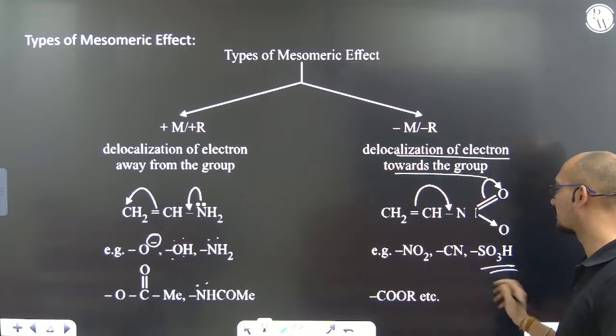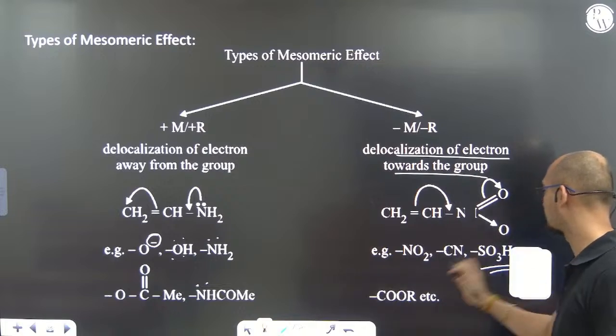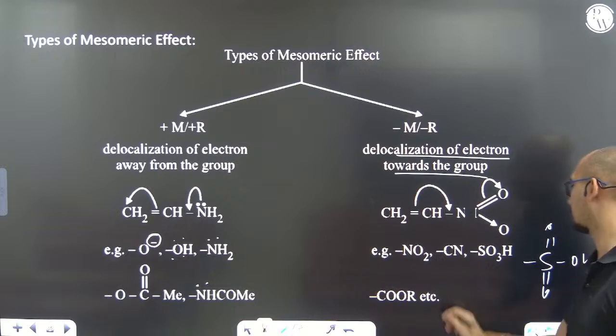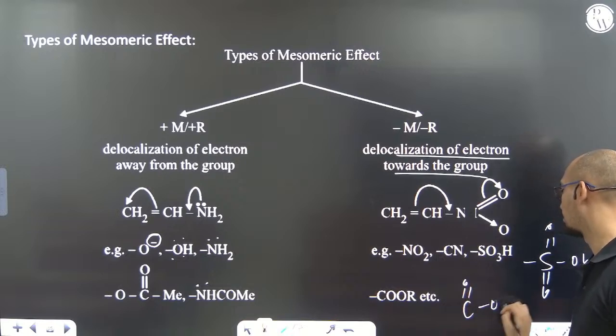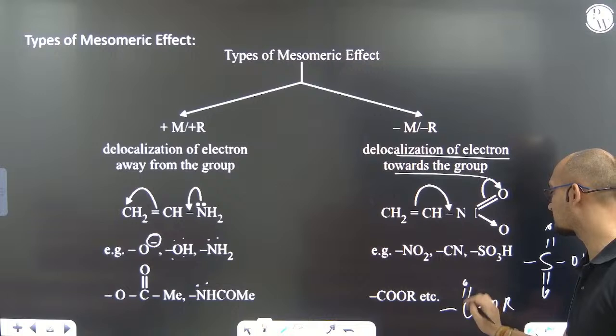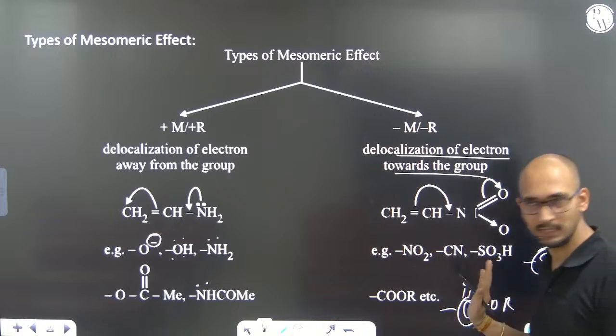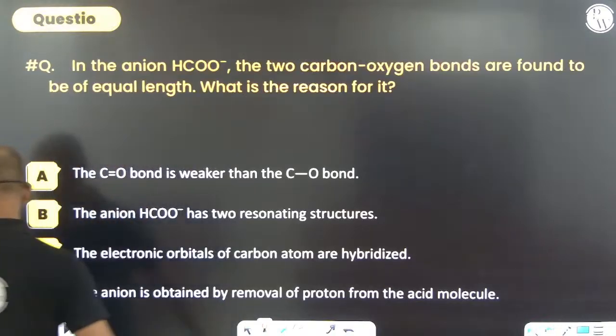SO3H, similarly COOR. I hope you can see that, S double bond O, double bond O, OH, and here we can say C double bond O, OR. Can you see that the first atom here, all of them are having a pi system? So these show minus M effect.